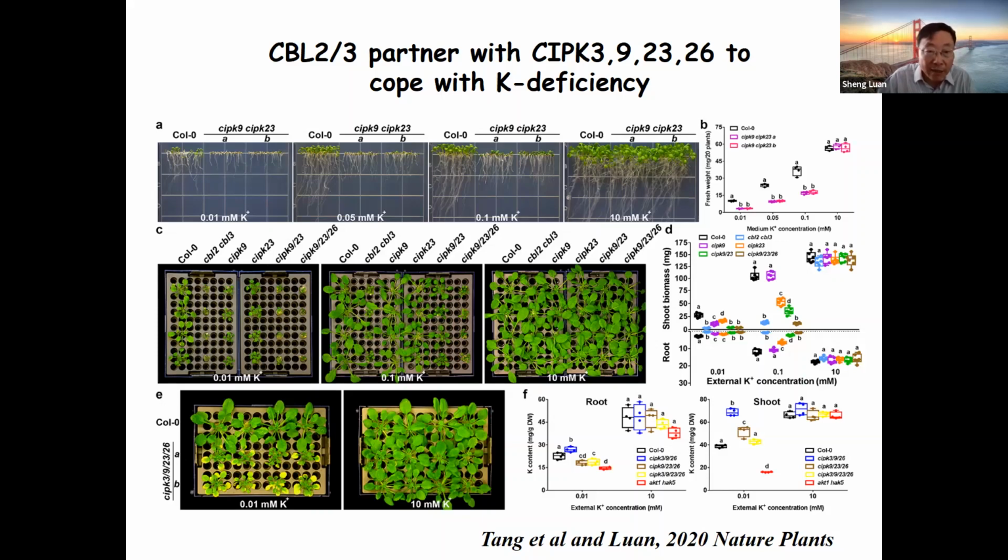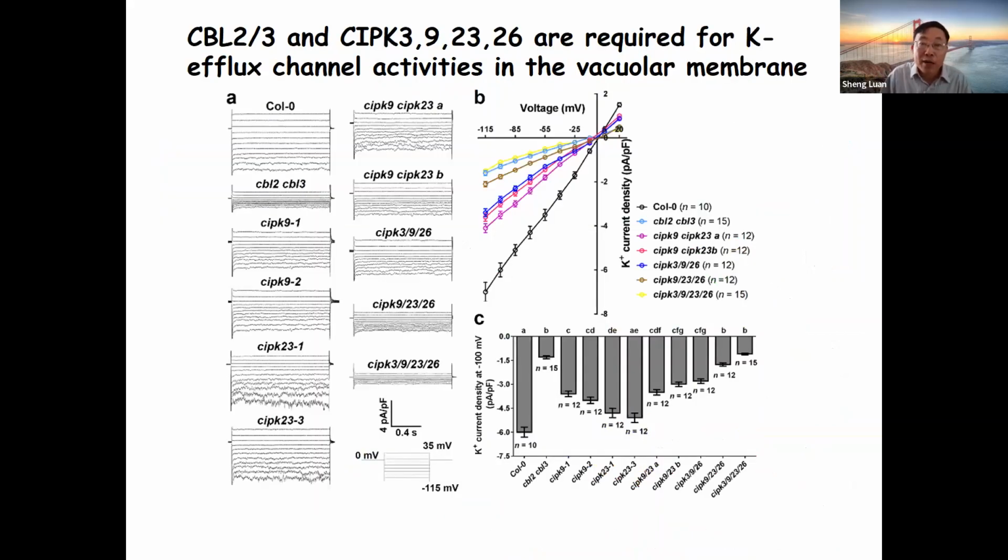In the transfer assay, right? The quadruple CIPK mutant is pretty much like the CBL2 and 3 double mutant, right? So the CIPK mutant phenocopies the CBL2-3 mutant phenotype, which suggests that genetically they function in the same pathway. And earlier I showed you that they form a physical complex at the vacuole membrane. Now, do they really regulate the remobilization process? And that process is mediated by the TPK channel, right?